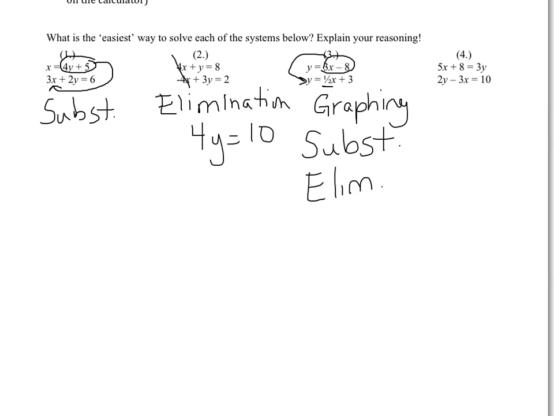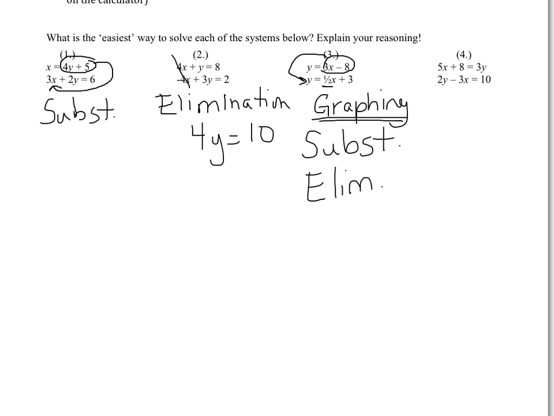Elimination would be my third choice because you do need to multiply one of these equations right here by -1 in order for the y's to cancel out. That would be what I would say. But graphing would be a good one, not necessarily by hand, but on your calculator because they're in slope-intercept form.